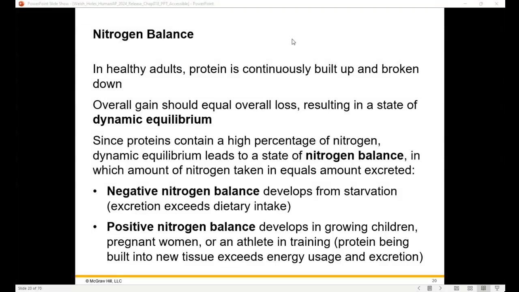Negative nitrogen balance develops from starvation, when excretion exceeds dietary intake. Positive nitrogen balance develops in growing children and pregnant women or an athlete in training. So protein being built into new tissue exceeds the energy usage and excretion in this case.